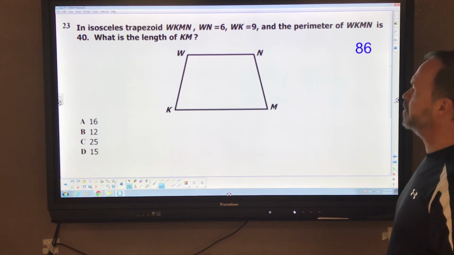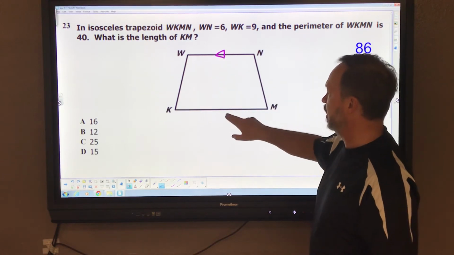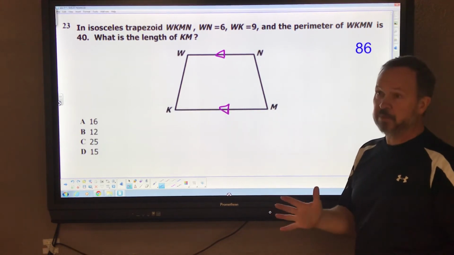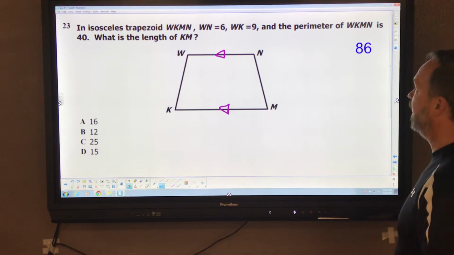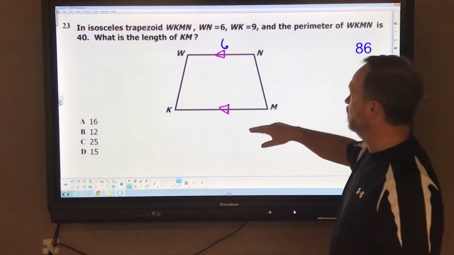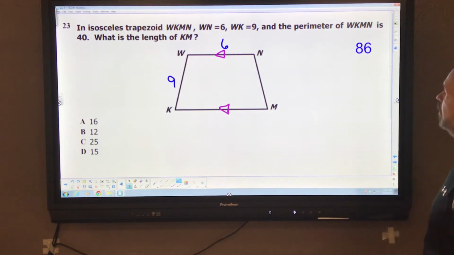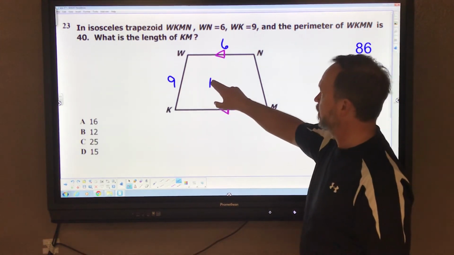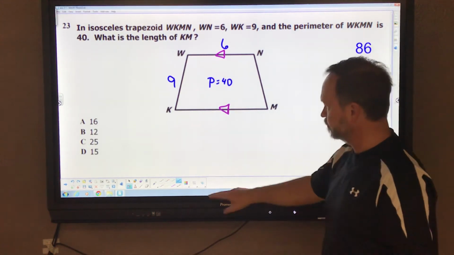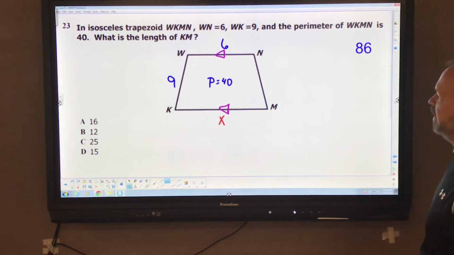In an isosceles trapezoid, now what's an isosceles trapezoid? Well, it has one pair of sides that are parallel, and the other pair is not parallel, because if both pairs were parallel, it wouldn't be a trapezoid, it'd be a parallelogram. But they tell us that WN is 6. WK is 9. And the perimeter of the whole thing is equal to 40. And it says, what is the length of KM?